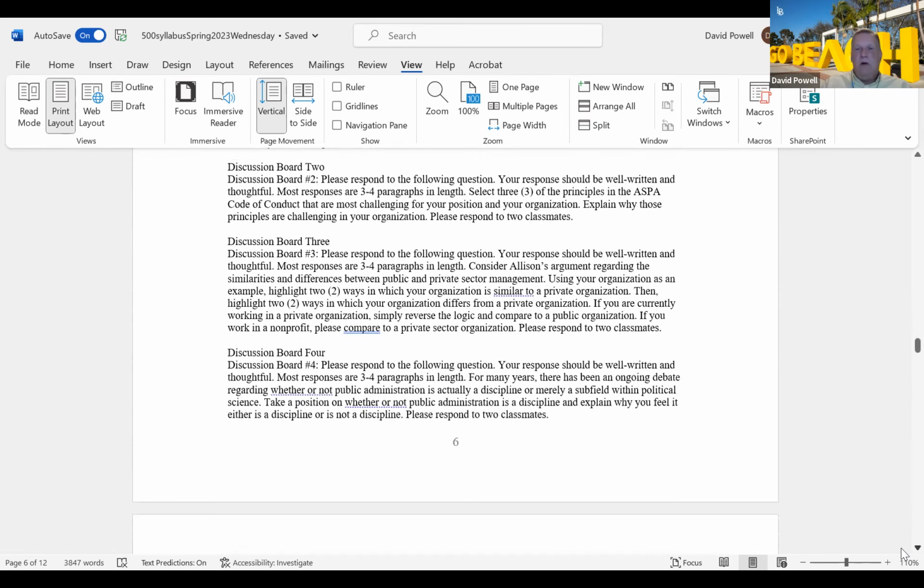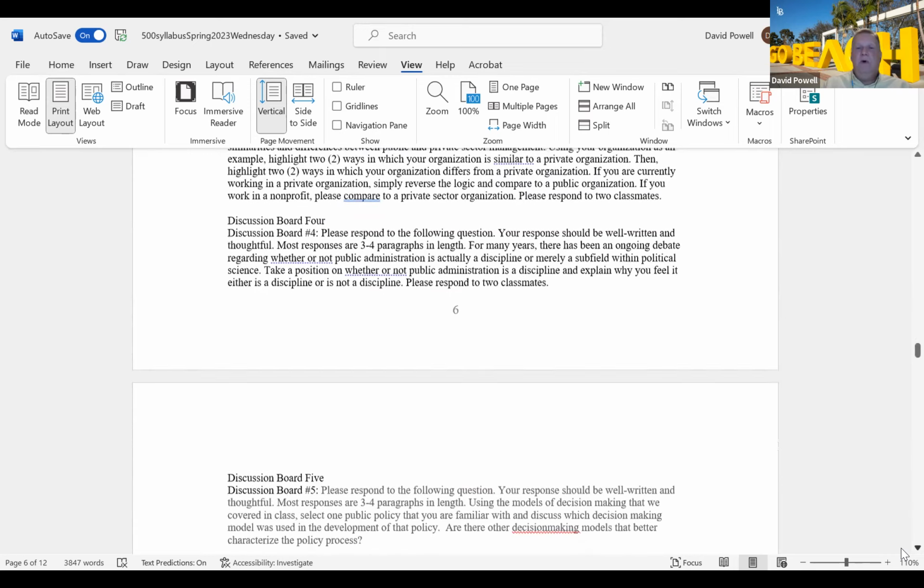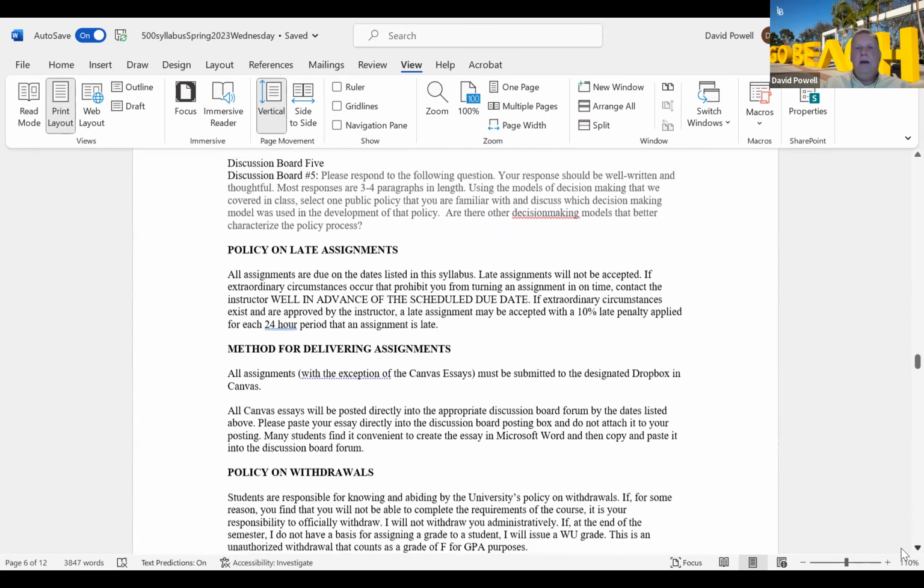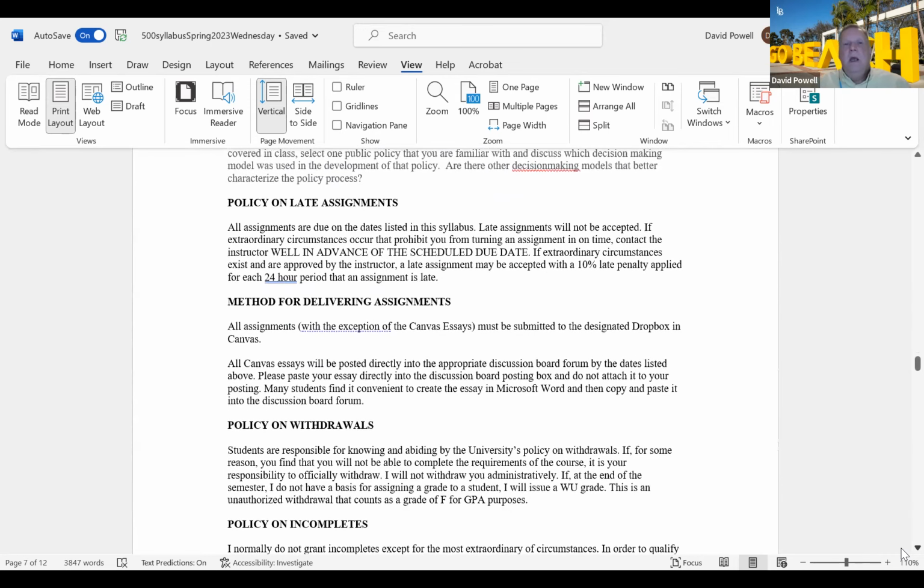I've already said, we've got all the discussion board assignments listed there for you. They're also listed for you in our Canvas site. Late assignments, there's a 10% penalty for every 24 hours that an assignment is late.